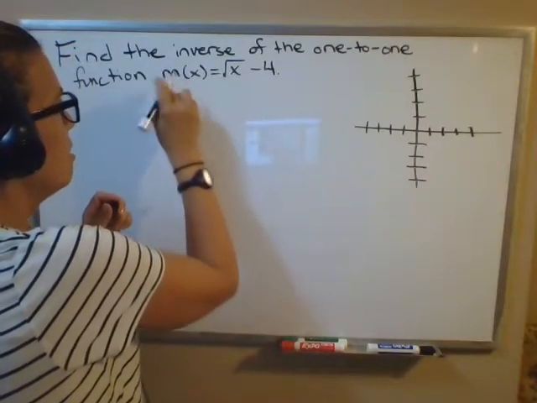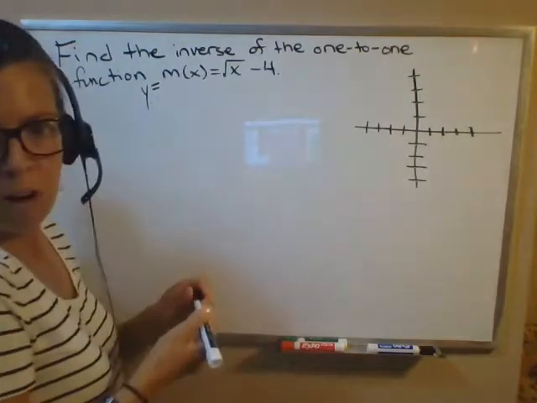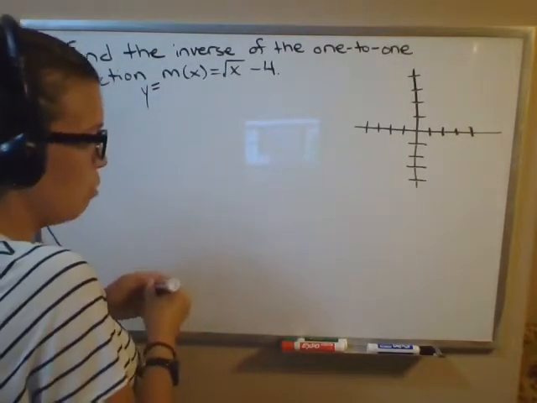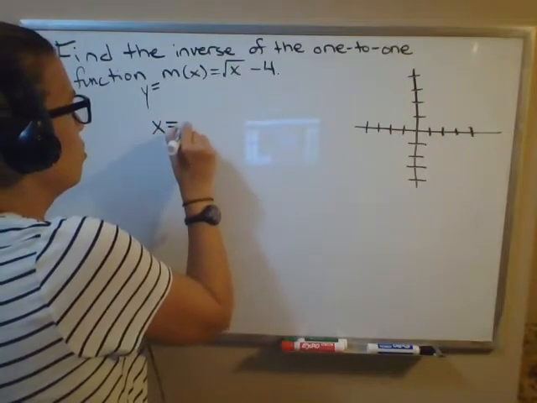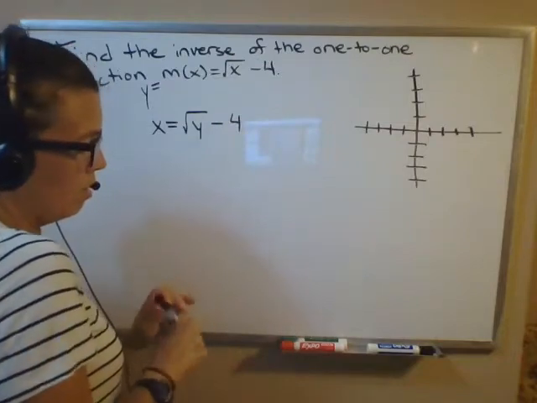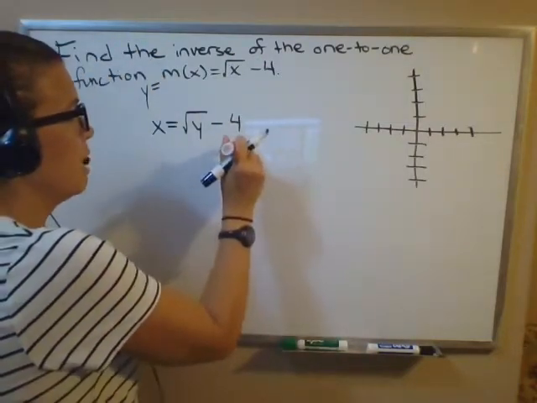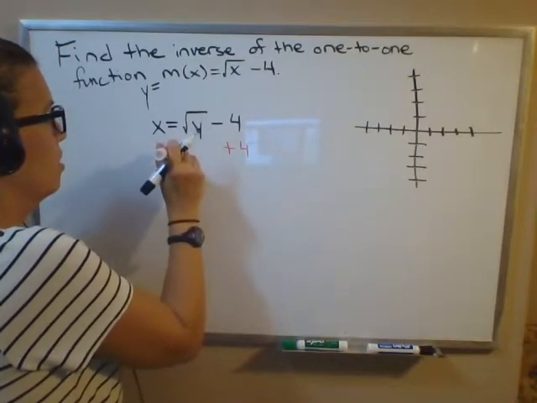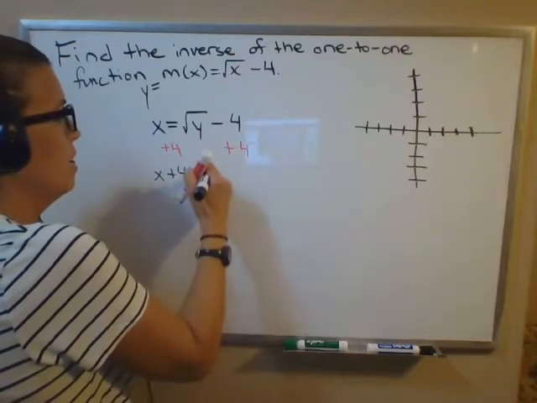And so your m of x here represents your output, which typically our output variable is y. So when we swap x and y, we'll write this as x equals the square root of y minus 4. Now you solve for y. Now this part of the problem is pretty straightforward, so we would add 4 to both sides. So we have x plus 4 equals the square root of y.